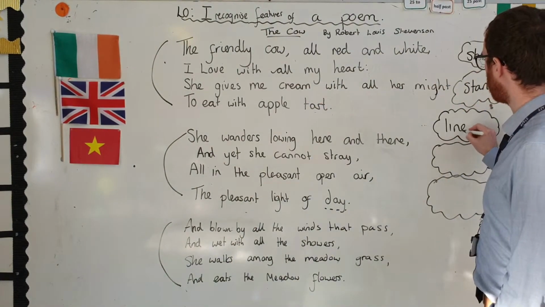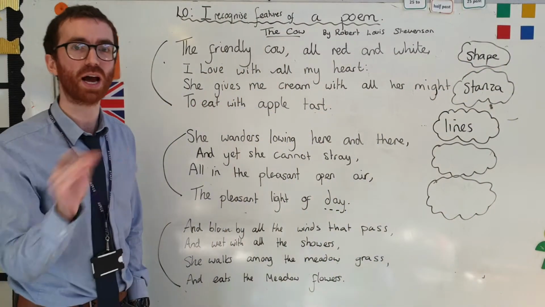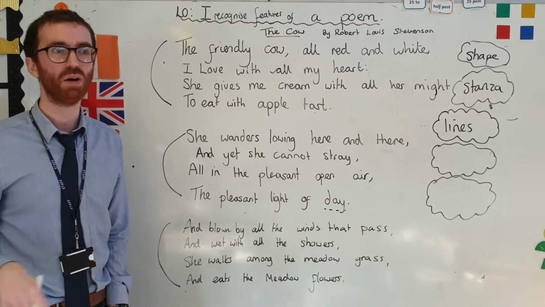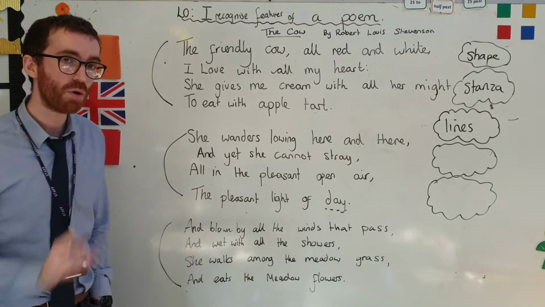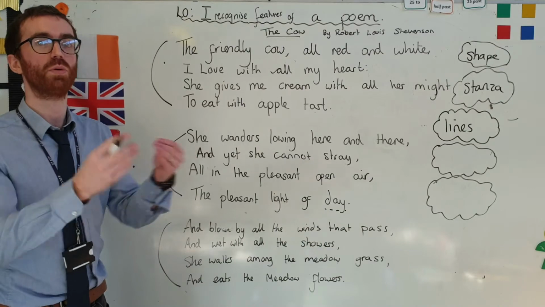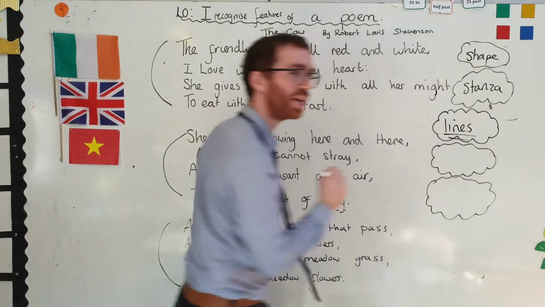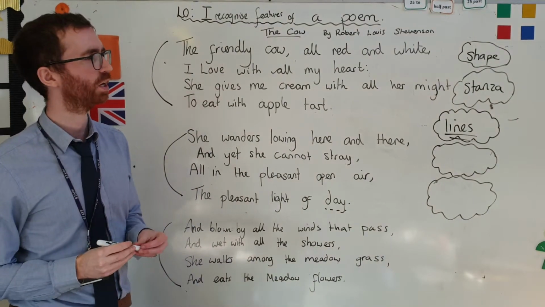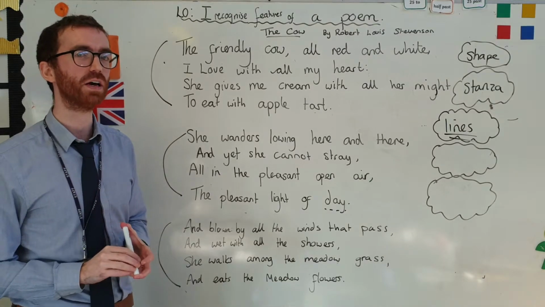Really important when we write a poem to think about our lines. When we write a story, it doesn't really matter how many lines. When we get to the end of the line, we move to a new line. We don't move to a new line because it's a new sentence, we carry on to the end of the line. In a poem, however, when the rhythm, when the beat of that line has stopped, we must go to a new line. This is the most important thing, only because it's the number one thing that we get wrong as children.